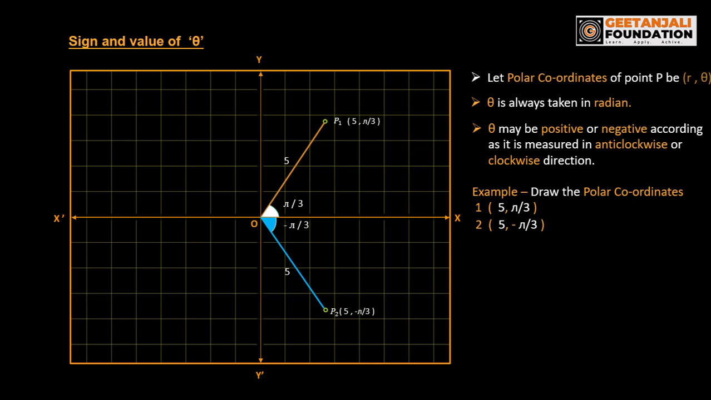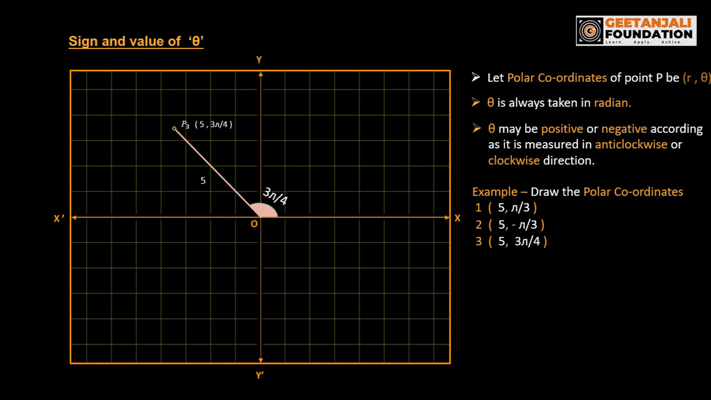Let's take a few more examples. Suppose you have to draw a point whose polar coordinates are (5, 3 pi by 4). Now this is an obtuse angle. Since it is positive, we'll take the anti-clockwise direction from OX. This is angle 3 pi by 4. We take a line segment of 5 units. And this is the point P3 whose polar coordinates are (5, 3 pi by 4).